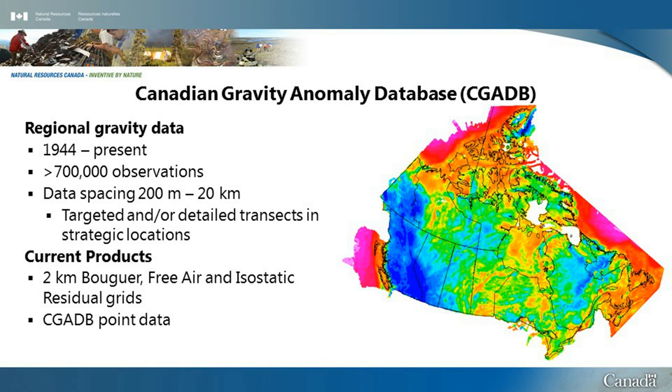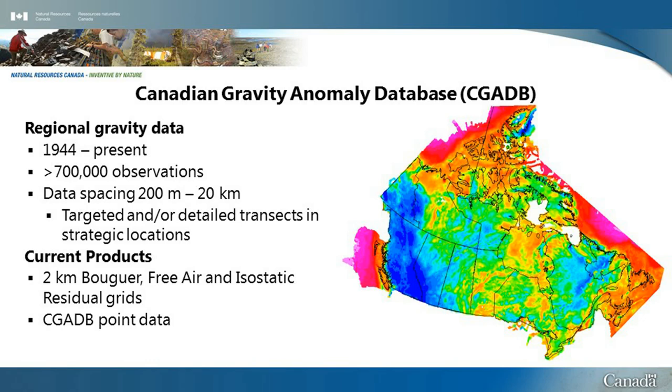So within this database, we have the Canadian Gravity Anomaly Database, and this includes all the gravity stations the Canadian government has taken since the 1940s, which is over 700,000 observations. The data spacing ranges from 200 meters for targeted transects in very strategic locations to 20 kilometers for the reconnaissance scale first order geological problems. From these databases, we have 2 kilometer Bouguer, free-air and isostatic residual grids and the first vertical derivative of the Bouguer gravity available for all of Canada, as well as the individual point data set, the individual data points.